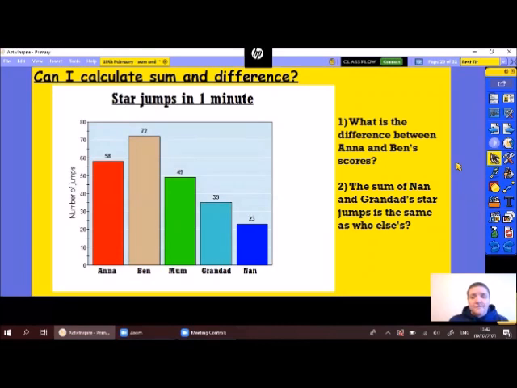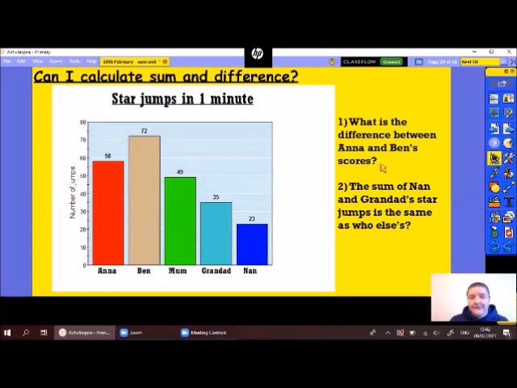The first question was, what is the difference between Anna and Ben's scores? So we need to look at Anna and Ben. We've got their scores at the top here. So we know that Anna got 58 and Ben got 72. So how many would we need to take away from Ben to make them the same? Well, we can do that by doing 72 take away 58. Which leaves you with an answer of 14, whether you've done it in your head or using column subtraction.